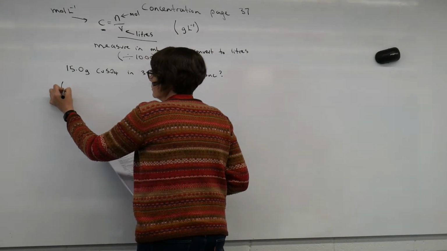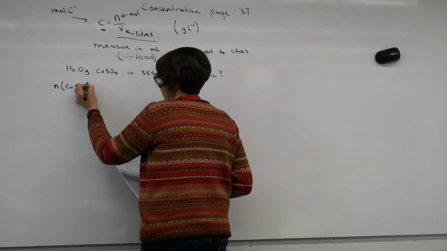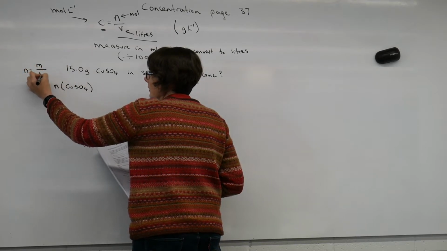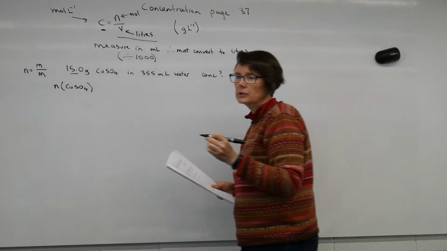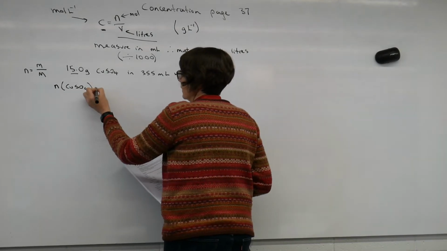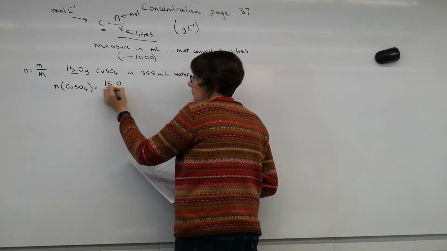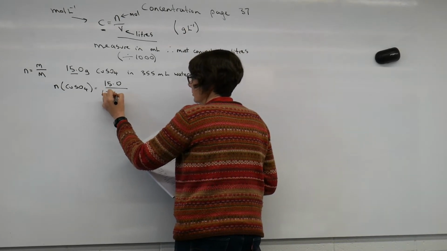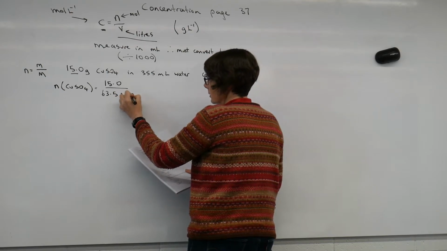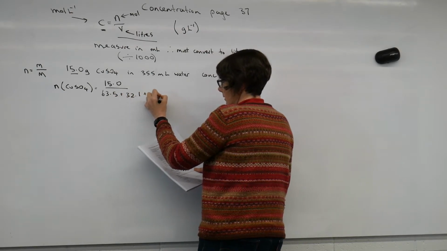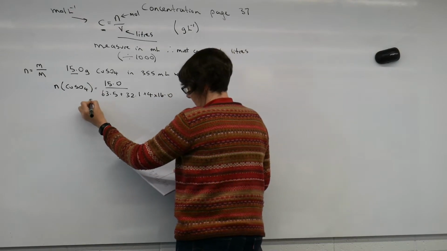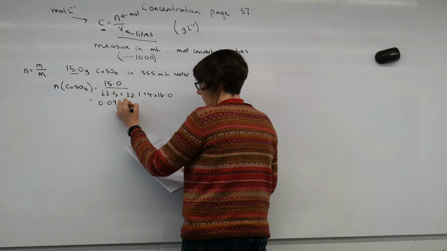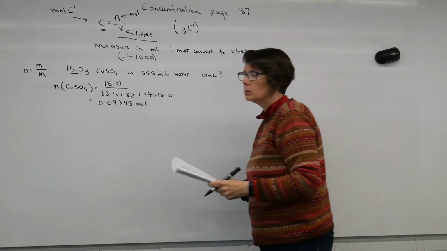We want to find the moles of copper sulfate, and we have been given a mass, so we need to use that relationship there. The sample mass divided by the molar mass of copper sulfate, and I'm just going to use the one that's in the book. So that's how many moles we have.